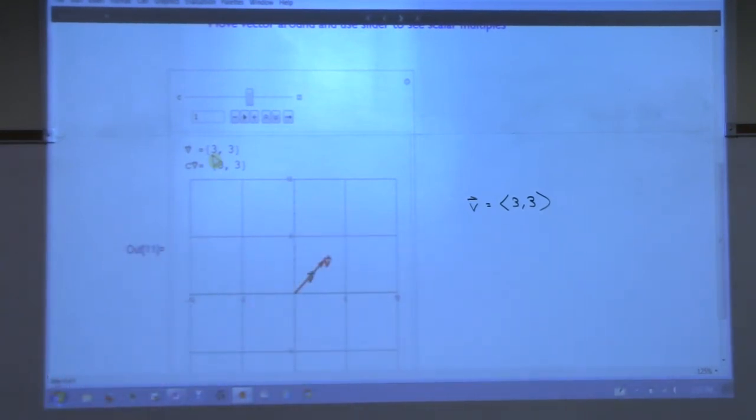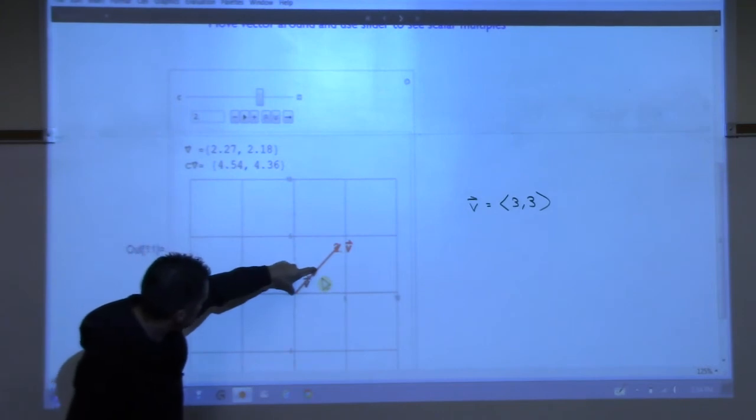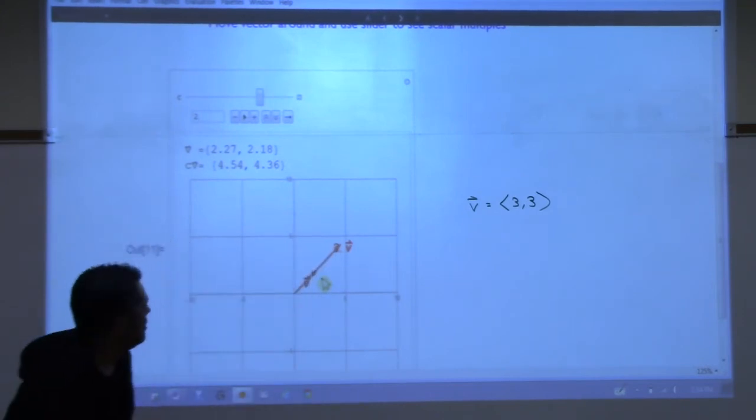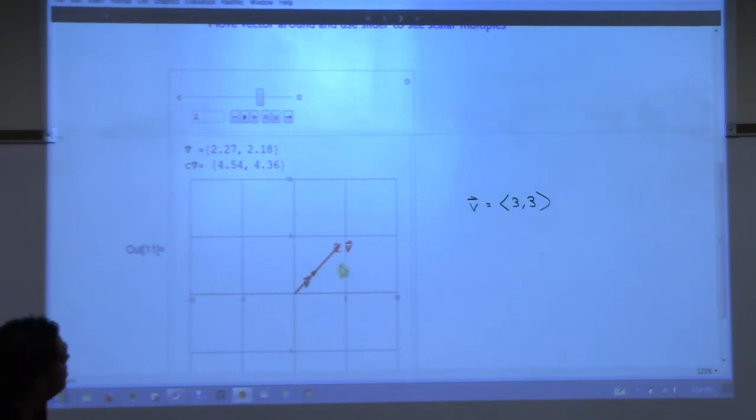And now I can scale it. Let me multiply that by 2. The red one is 2 times v. Notice that I've doubled the length. Here's v, here's 2v. Now it's twice as long. Same direction.